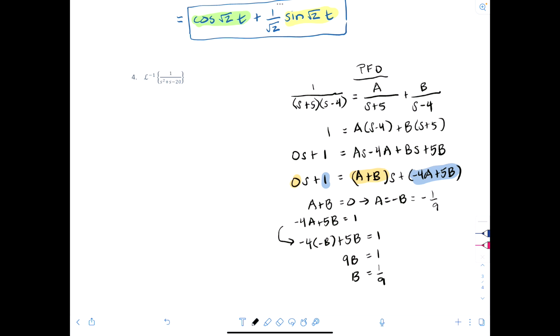So here we go. Coming back here, we can say this is equal to the inverse transform of, a was negative 1/9, right? So negative 1/9 over s plus 5 plus positive 1/9 over s minus 4. Now, these are in the terms where we'll get that exponential out. So I'm going to utilize our linearity property and then match the format. We'll almost be there.